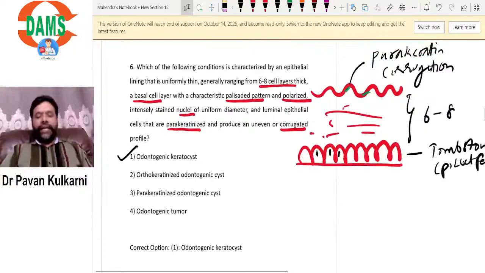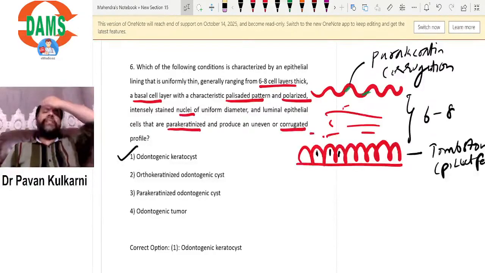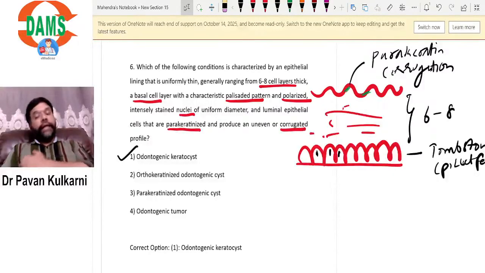That is orthokeratinized. It is not para-keratinized. What's the main difference? Why we have to understand the difference between orthokeratinized and para-keratinized is that orthokeratinized is usually milder. It is not that aggressive in behavior. It doesn't have the typical picket fence or the tombstone appearance.